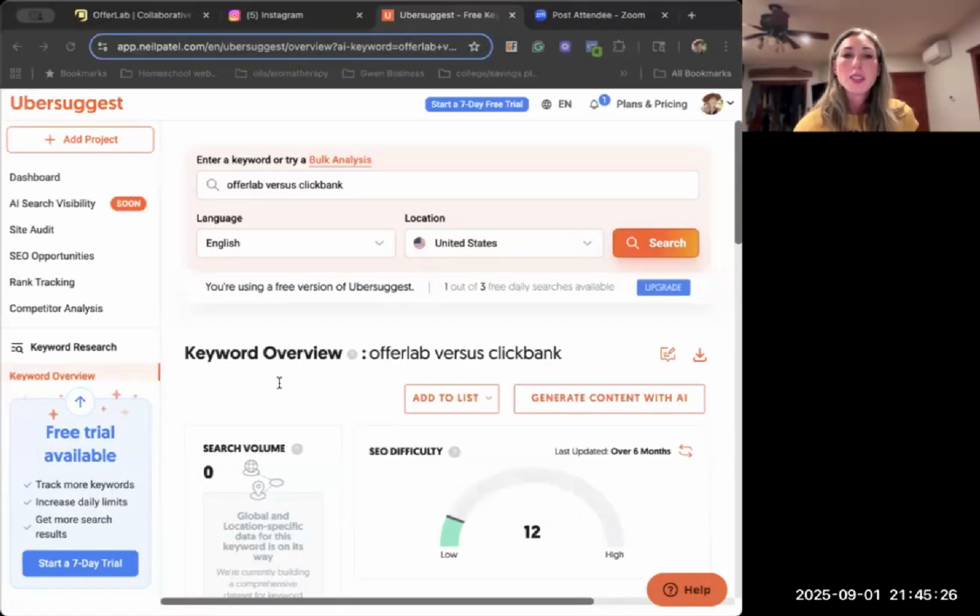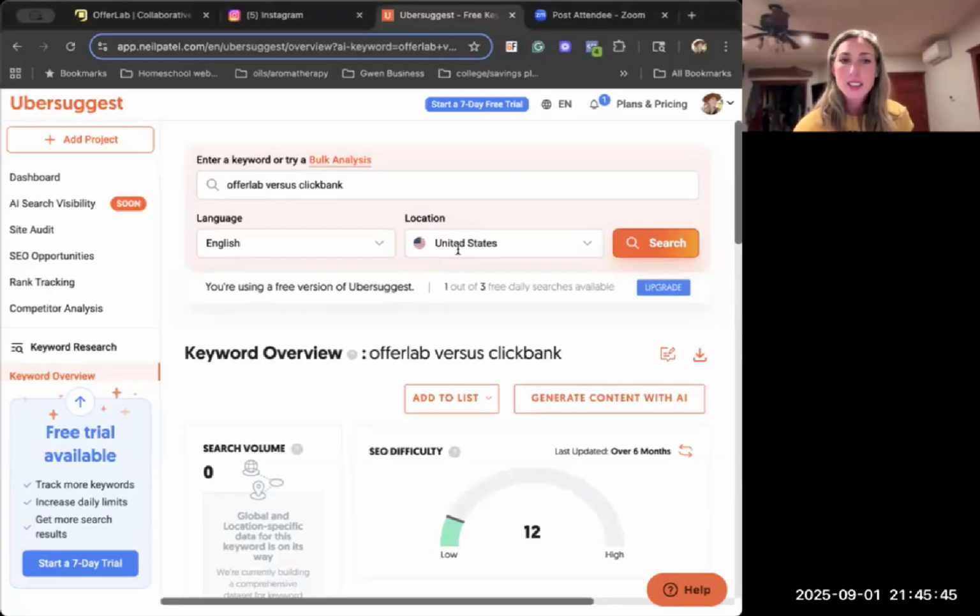Okay. So here's my simple process. I use a tool called Ubersuggest to find these low competition keywords. Then I create valuable content around them. So that could be blog posts, it could be YouTube videos like this one, or even carousel posts on social media. So you can see that when you do these searches, you'll come up with keywords, right? And the secret sauce is to answer the exact question that people are actually typing into Google. So if someone searches "OfferLab versus ClickBank," you can create content that honestly compares both platforms.